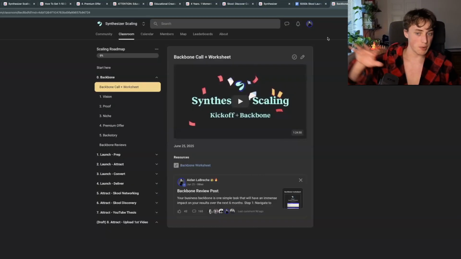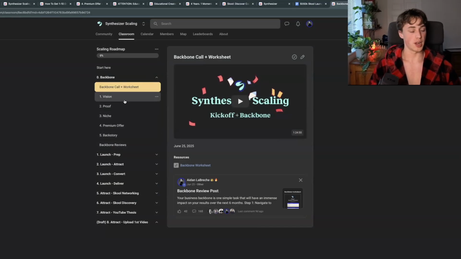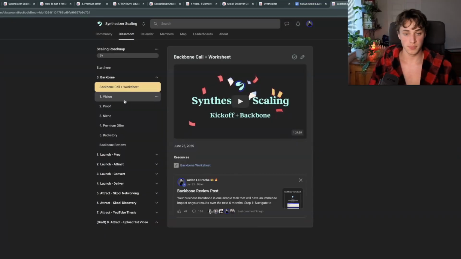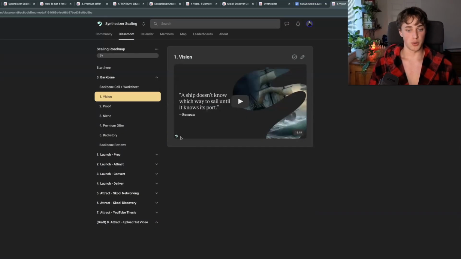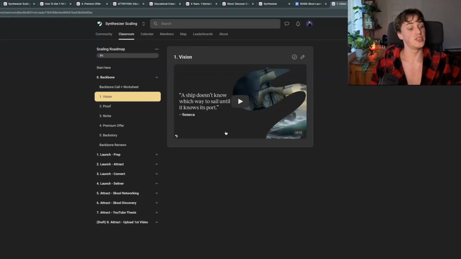So that's why the very first day of the program, we got everyone to build their business backbone, including their vision. What are they trying to accomplish? You can't set sail unless you know what port you are sailing to. A ship doesn't know which way to sail until it knows its port. Seneca says this. So by setting down your vision, setting a clear goal of what you're trying to accomplish, you know where you're going to sail, and it teaches you the action steps of how you need to sail there.